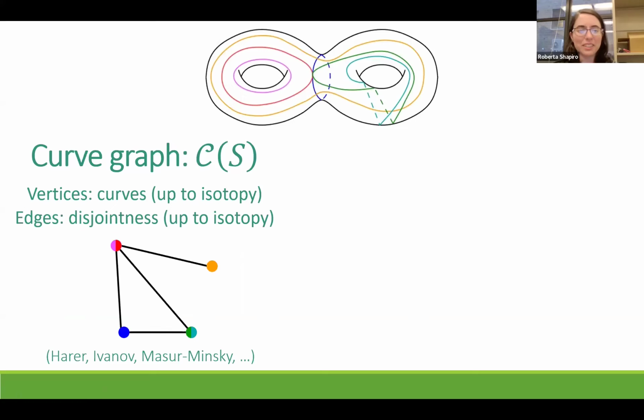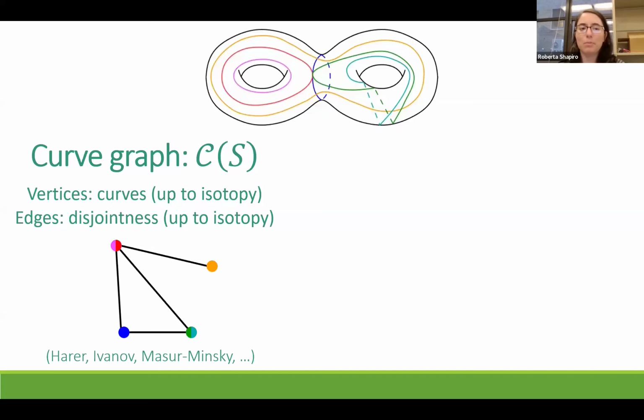So the curve graph of a surface, which we denote C(S), is a graph whose vertices are isotopy classes of essential simple closed curves, and whose edges connect isotopy classes that admit disjoint representatives. And here's a little snippet of the curve graph based on this surface. There have been many people who have studied the curve graphs, including but not limited to Harer, Ivanov, Masur, Minsky, Harvey. So many people studied curve graphs, and in particular how we could use curve graphs to learn about mapping class groups.